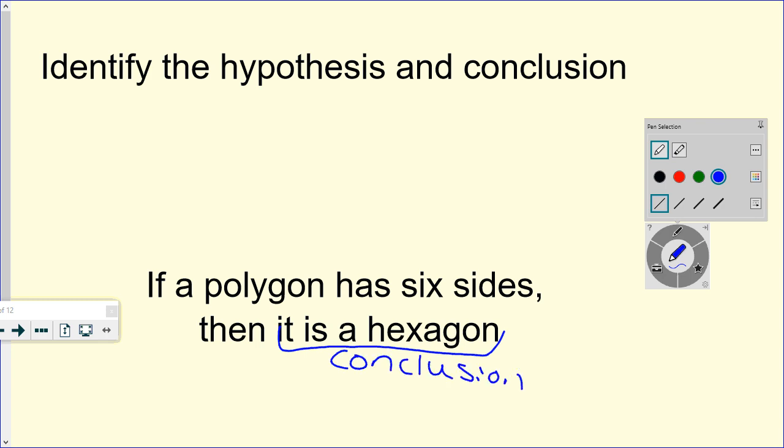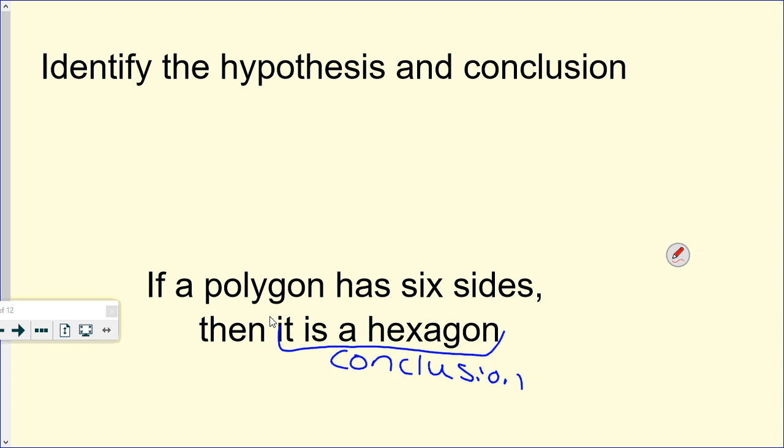What has to happen first in order for us to figure out that it's a hexagon? The polygon has to have 6 sides. That would be my hypothesis. That has to happen first.